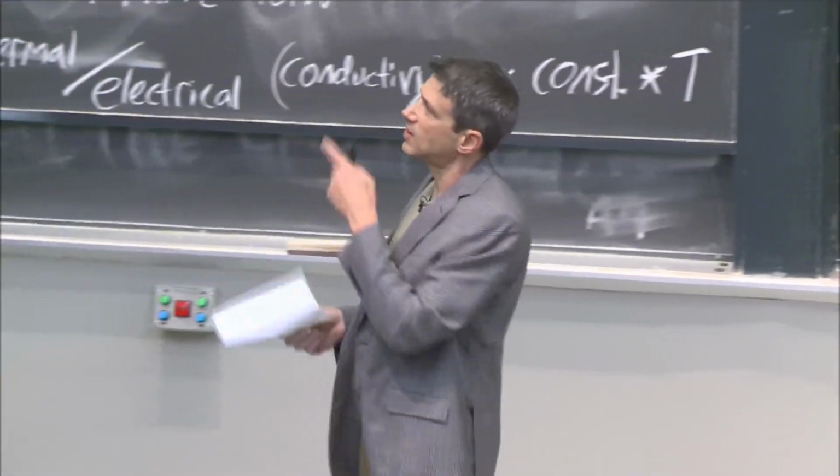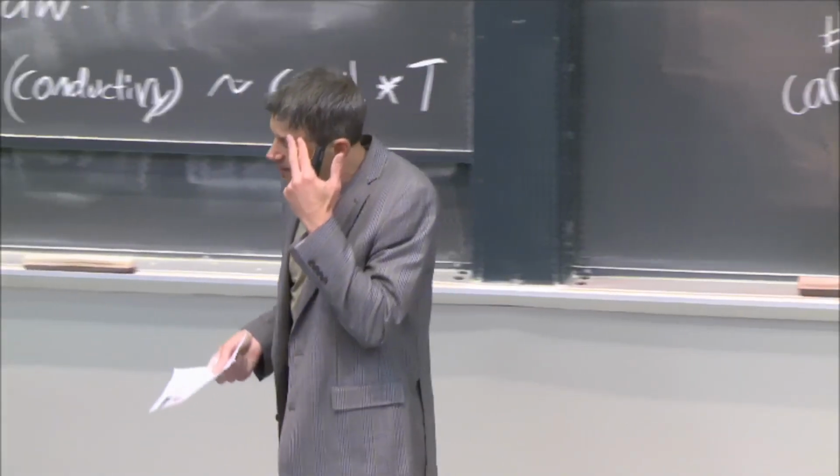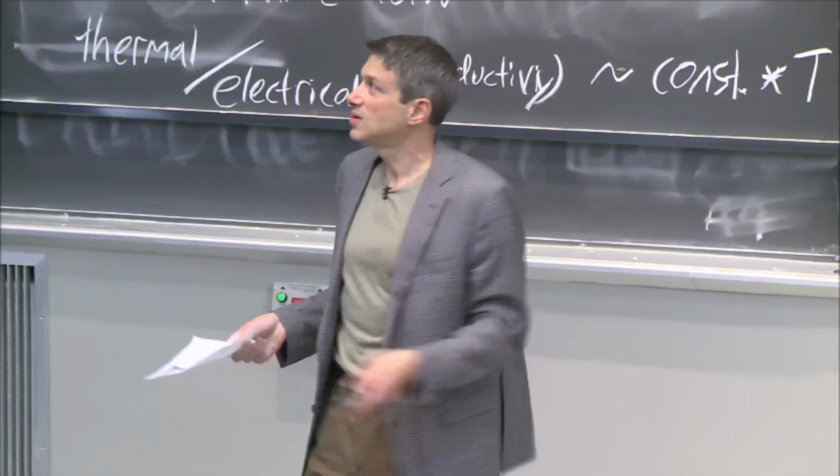Well, I just came across this article, actually, and I thought I'd show you. This was just literally yesterday. I thought it was an interesting example. Car wars, steel getting stronger, lighter to curb aluminum rise. As you want cars to be lighter, think fuel efficiency or range if it's electric, you have to use lighter metals. Aluminum is lighter, but aluminum costs more than twice as much as steel. It's a lot lighter, though. So there's a lot of interest in making steel, that's just iron with carbon interstitial, stronger.